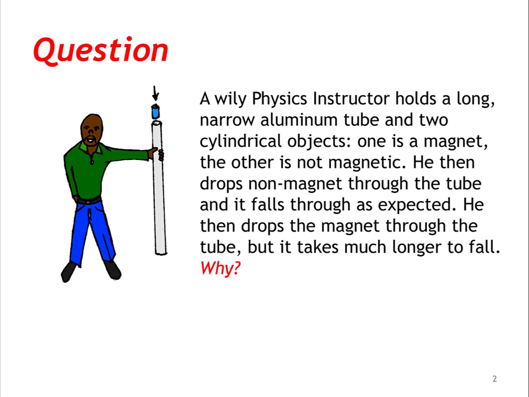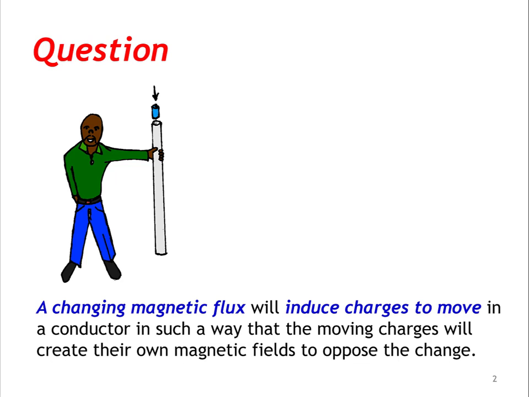The answer to this question lies in magnetic flux. A changing magnetic flux will induce charges to move in a conductor in such a way that the moving charges will create their own magnetic fields to oppose the change of magnetic flux. You're probably wondering, what does this have to do with the magnet falling through this non-magnetic tube at a slower rate than a non-magnet falling through? Well, to understand this, we have to talk about what magnetic flux is.